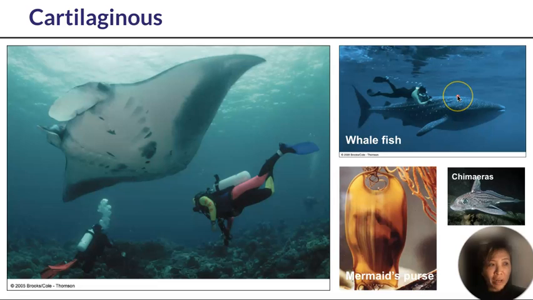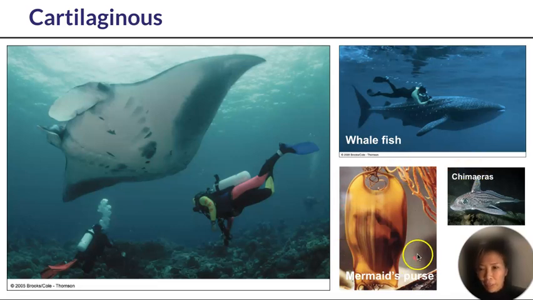Whalefishes are filter feeders, and they tend to consume plankton and other small fishes. While they're really big, they're known to be very gentle giants, so they don't pose any threat to humans, which is probably why this diver is getting so close to the whalefish. Here we have chimeras, informally known as ghostfish or ratfish, or sometimes spookfish.